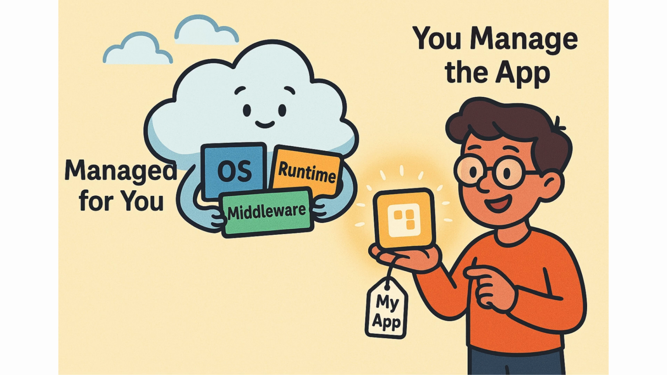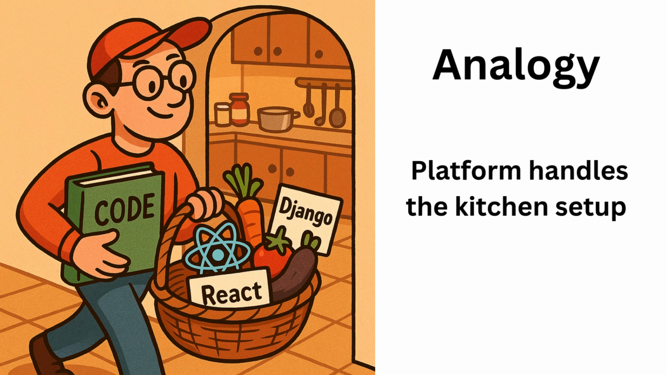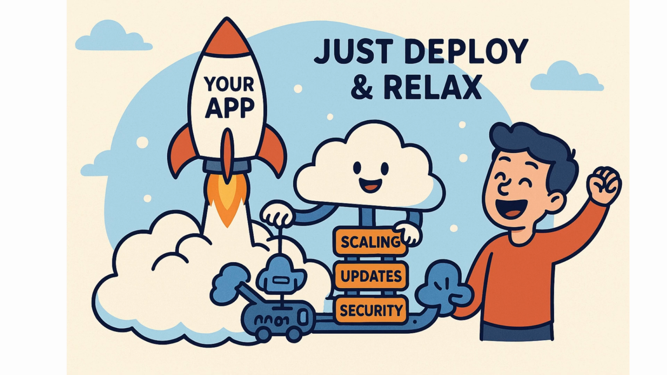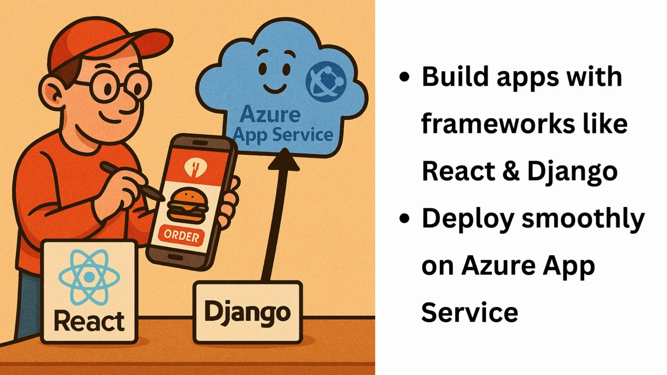Application, managed by you. Analogy, you bring your recipe and ingredients, code. You focus only on writing business logic. Deploy your app and let the platform handle everything else. Example, you build a food delivery app using React plus Django and deploy to Azure App Service.